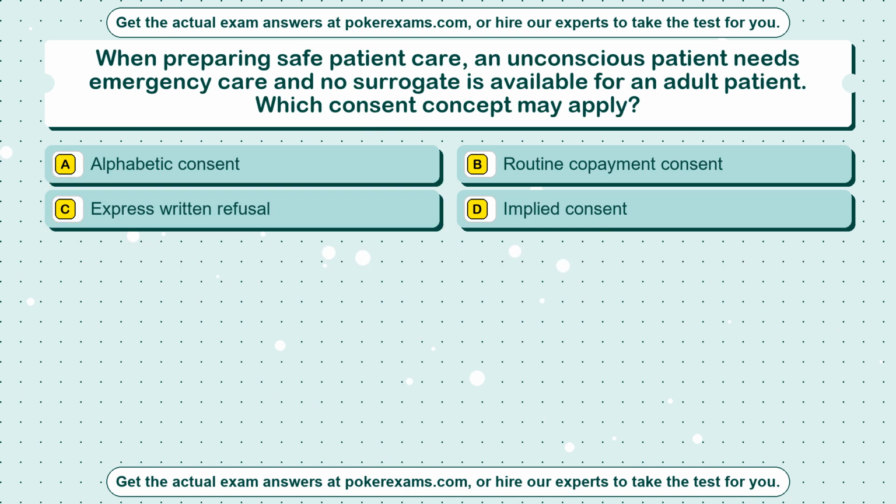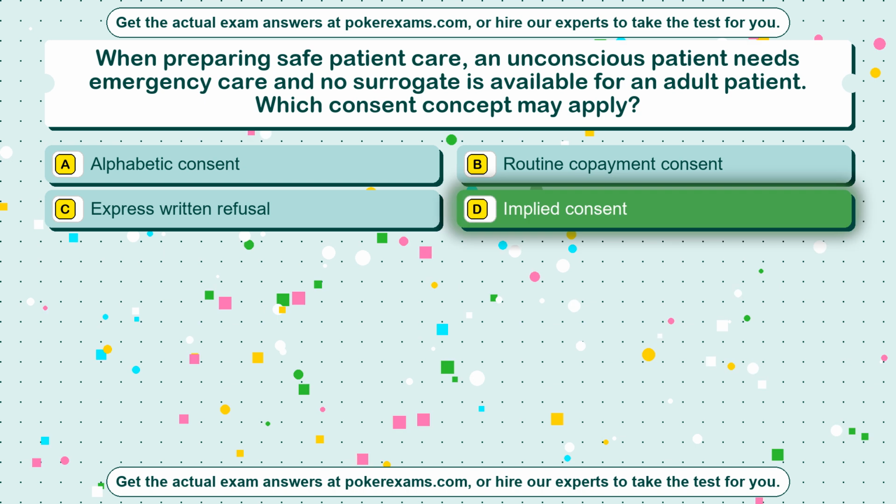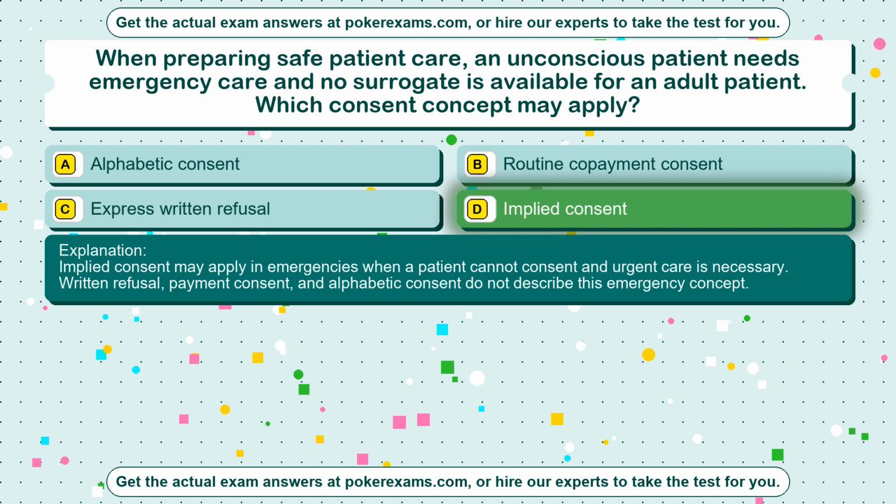Question 87. When preparing safe patient care, an unconscious patient needs emergency care and no surrogate is available for an adult patient. Which consent concept may apply? Option A, alphabetic consent. Option B, routine copayment consent. Option C, express written refusal. Option D, implied consent. The correct answer is option D, implied consent. Implied consent may apply in emergencies when a patient cannot consent and urgent care is necessary. Written refusal, payment consent, and alphabetic consent do not describe this emergency concept.